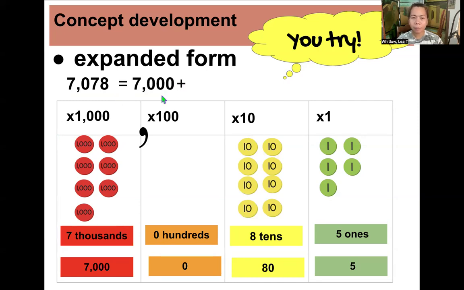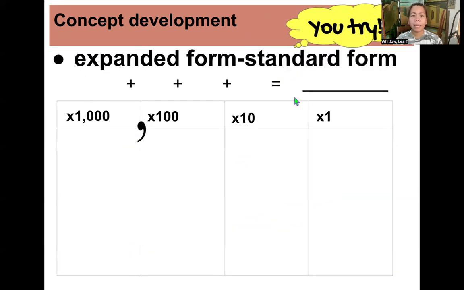7,000 plus 80 plus 5. Have you noticed that I did not rewrite the 0 ones, 0 hundreds? It's because if you compose this, 7,000 plus 80 plus 5, you are going to come up with 7,078. So you don't need to write that in expanded form, but you must write it when you are writing the standard form.